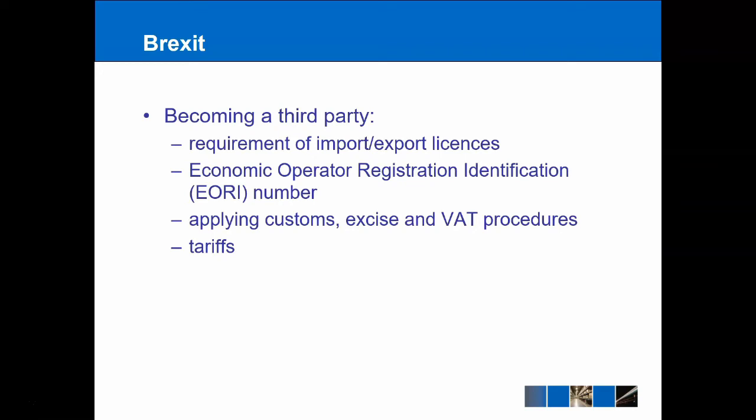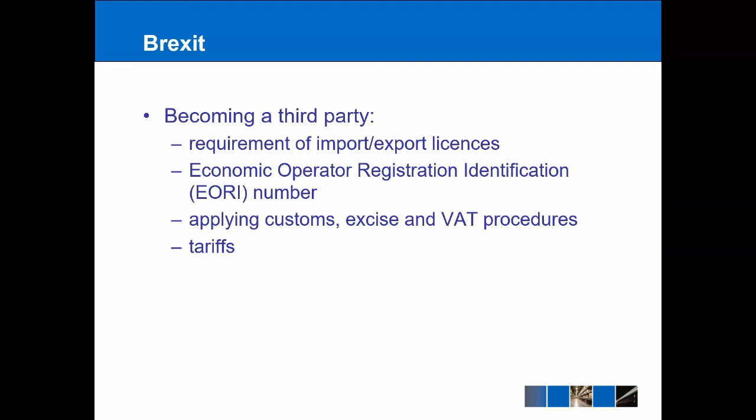In the first instance, there's probably going to be a requirement of import or export licenses for various businesses and commercial companies that are doing business with the European Union. The UK is going to set up its own economic operator registration identification numbers, so each business will need their own one of those, and the businesses are currently in the process of doing that at the moment. There's also going to be the application of customs, excise and VAT procedures, so probably going to be a significant number of delays for companies who are trading with the EU.